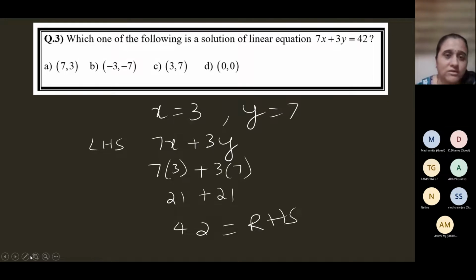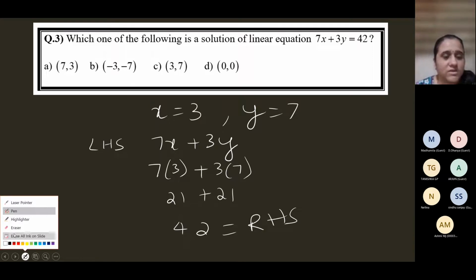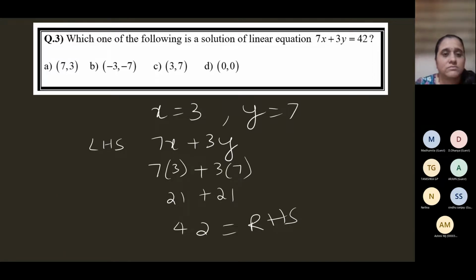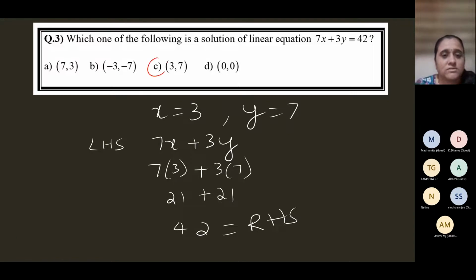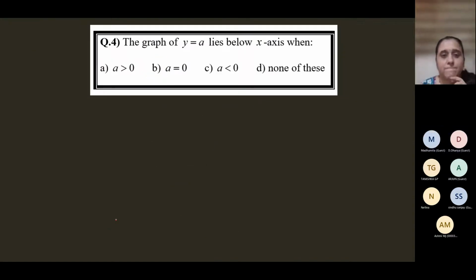Which one of the following? So you can, to be safe, try the others also. So 3 comma 7 is the correct option. Any questions? No doubts, ma'am. Okay.